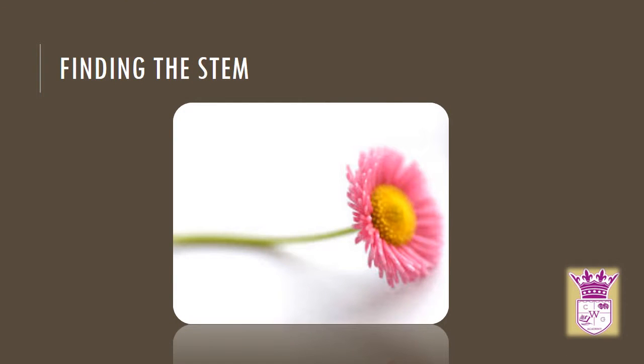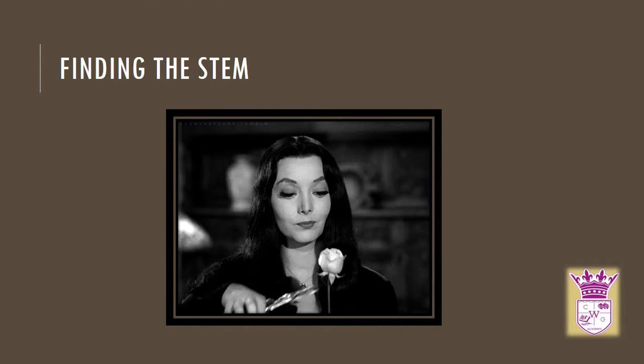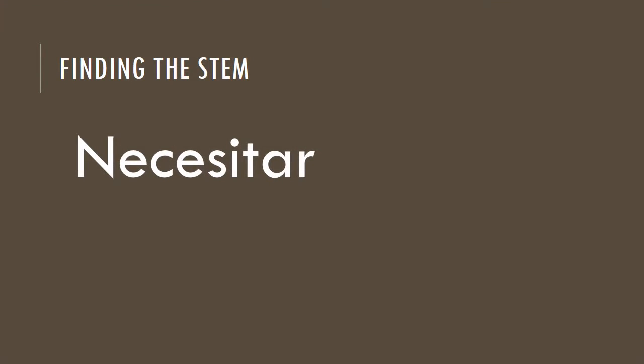In order to understand conjugation, we're going to find the stem. Just like with the flower, there's a stem and there's the tip of the flower. We are going to cut off the tip of the flower. So finding the stem, we cut off the tip of the flower. Let's put it in its practical sense.